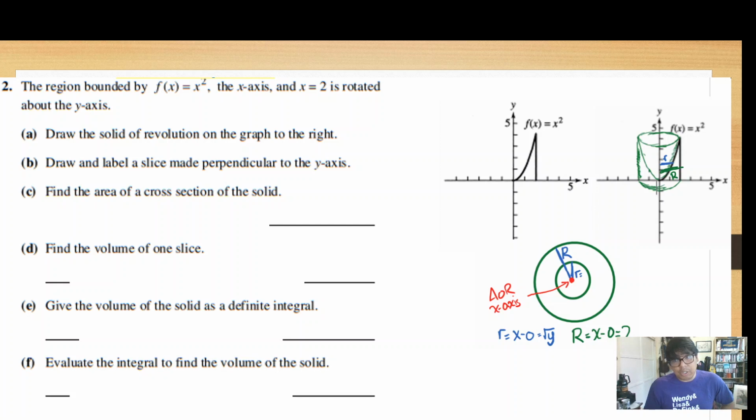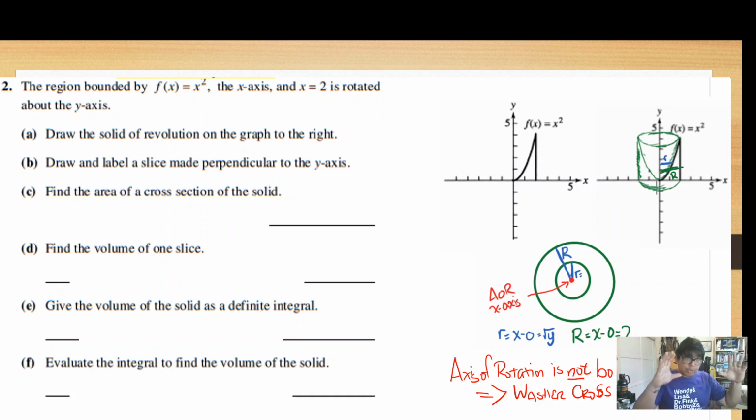This time our cross section looks like a washer, because if you will notice, the axis of rotation is not one of the boundary curves of the region. So whenever that happens, if the axis of rotation is not a boundary of the region, then you're going to create a washer. So we know that the cross sections are going to be washers. If you want to find the area of a washer, it's basically the area of one circle, the outer circle, minus the area of the inner circle. So that's what we're going to do when we find the area of the cross section.